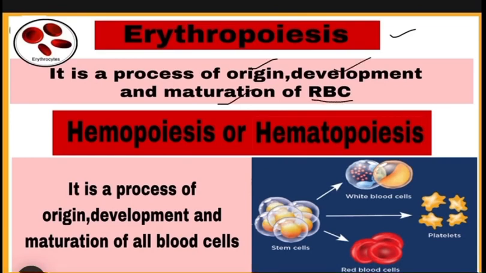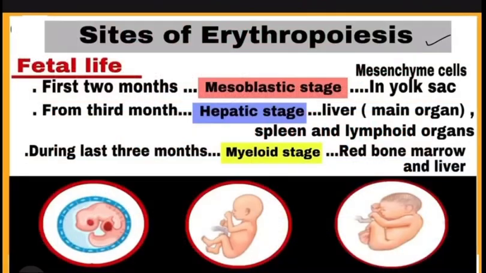It is different from hemopoiesis or hematopoiesis. Hemopoiesis or hematopoiesis is a process of origin, development and maturation of all blood cells, whether they are white blood cells, platelets or red blood cells. Before starting the process of erythropoiesis, let us study the sites of erythropoiesis, where exactly this process takes place.